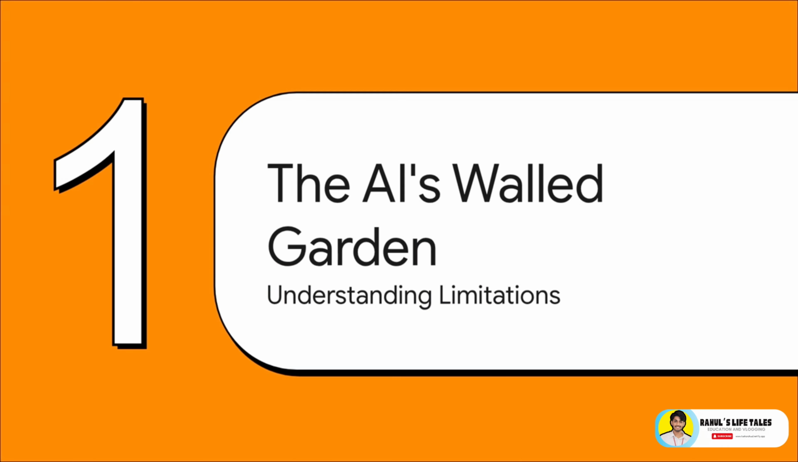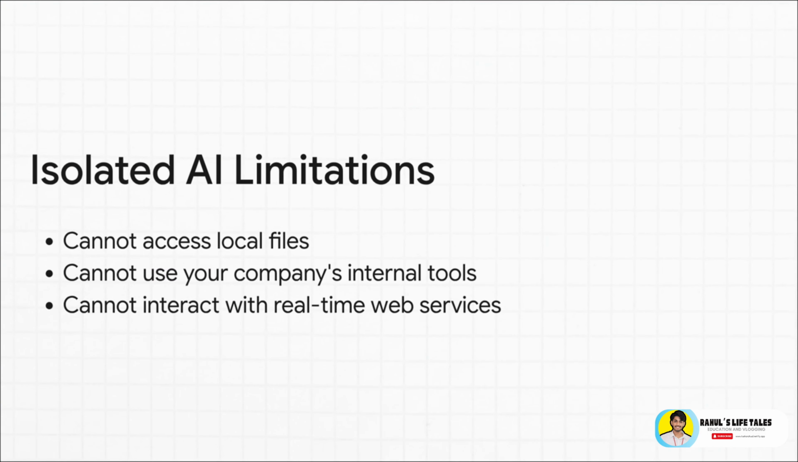So this isolation basically creates what we can call the AI's walled garden. Yeah, it's a nice, safe little space, but it also means the AI is trapped, which really limits what it can actually do for you. I mean, just think about it for a second. Your AI can't organize your messy desktop because, well, it can't even see your desktop. It has no idea what the status of your project is because it can't log into your company's tools. Heck, it can't even tell you if it's raining outside right now. It is completely and utterly trapped.